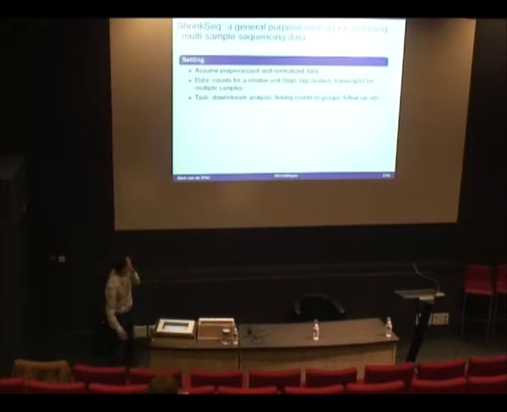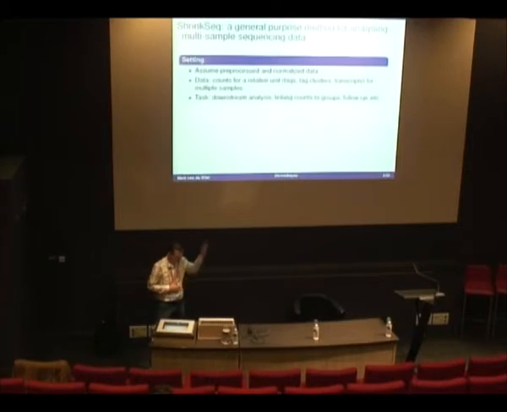So, ShrinkSeq is a general purpose method for analyzing multi-sample sequencing data. The Seq just stands for sequencing, so that's the part that deals with the count data. We assume that the data are pre-processed and normalized. Those of you who have worked on genomics applications know that this is always a big issue. I'm not saying that it is not important. The normalization step is really important, but I leave it to others to do that. Particularly for sequencing data, it becomes very specific for the technology that has been used. So the bioinformaticians do a good job there. I will just be assuming that it's okay from that perspective.